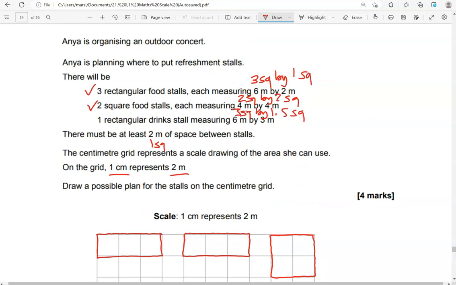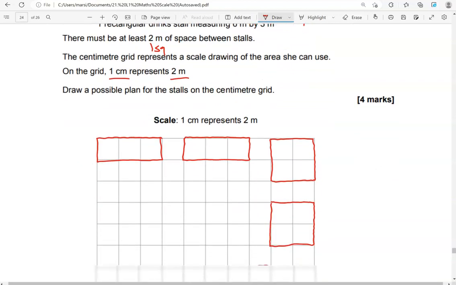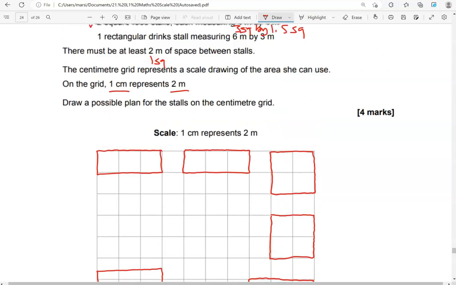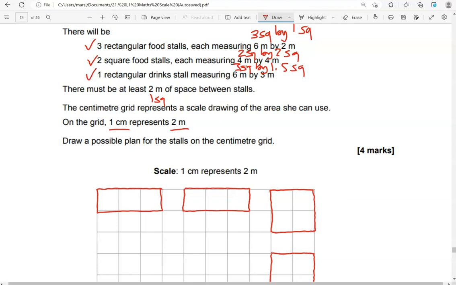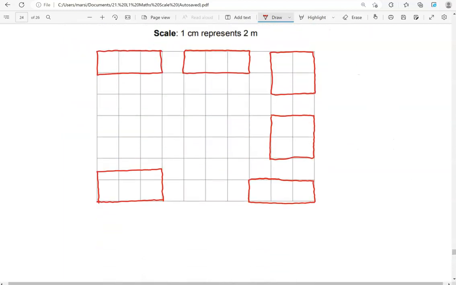Now a rectangular drink stall measuring 3 squares by 1.5. So I could do it here. So 3 by 1.5. And we've got them all. And we've kept the distance between the stalls as well.